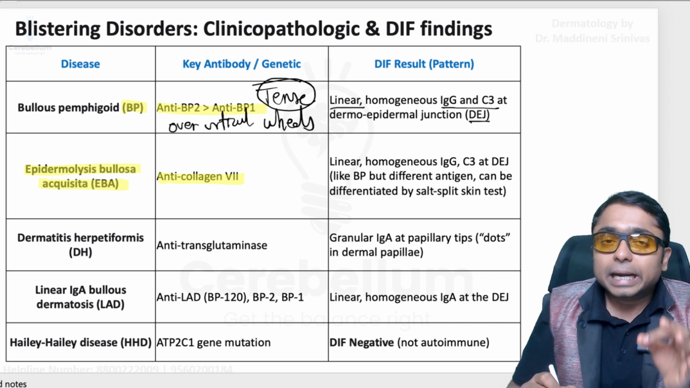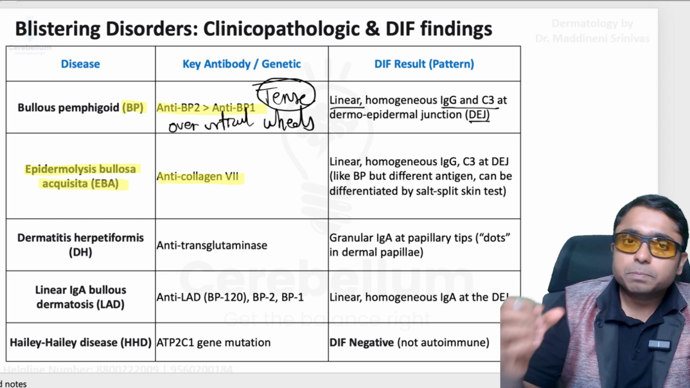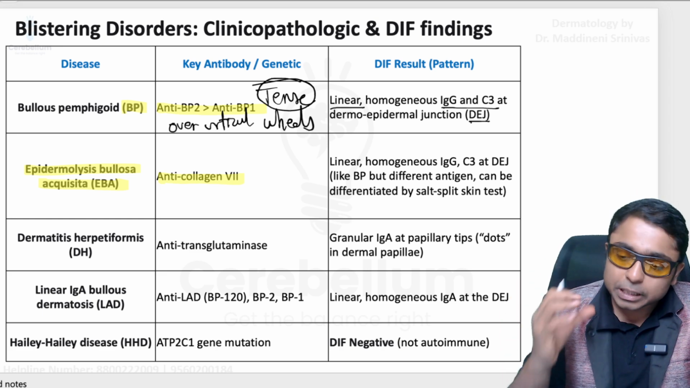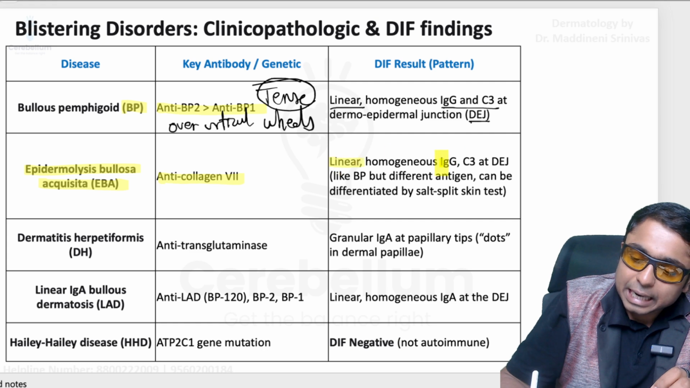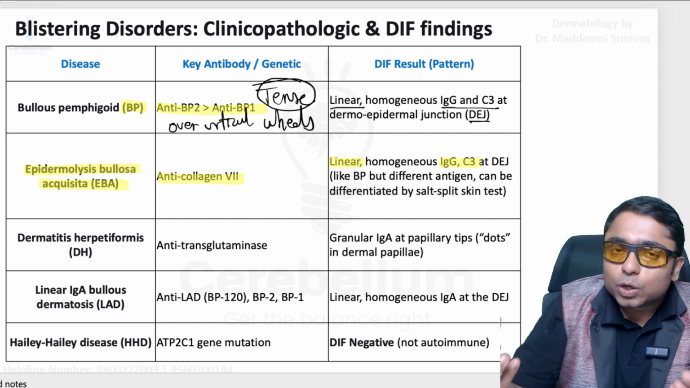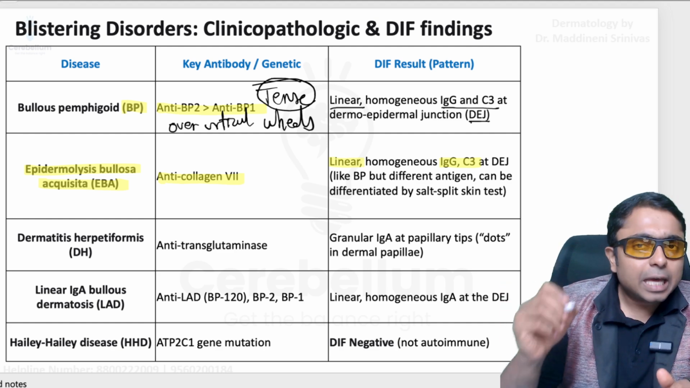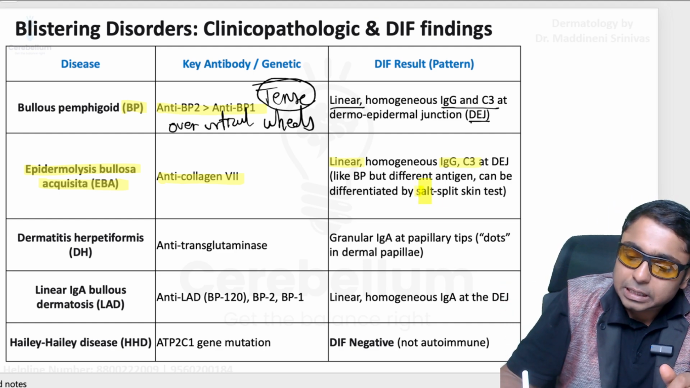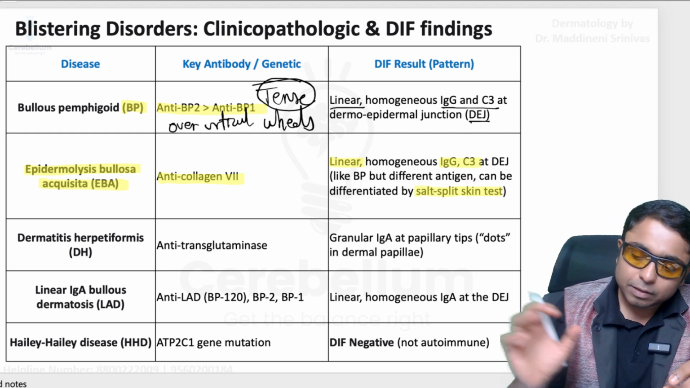If you remember, it is the anchoring fibrils, which is the other name for collagen 7, which is present in the dermoepidermal junction. And here what is going to be the deposition? It's going to be linear IgG and C3 deposition. So it is going to be similar to bullous pemphigoid. How can you differentiate this from bullous pemphigoid? With the help of one special technique, you can remember, the salt split technique.